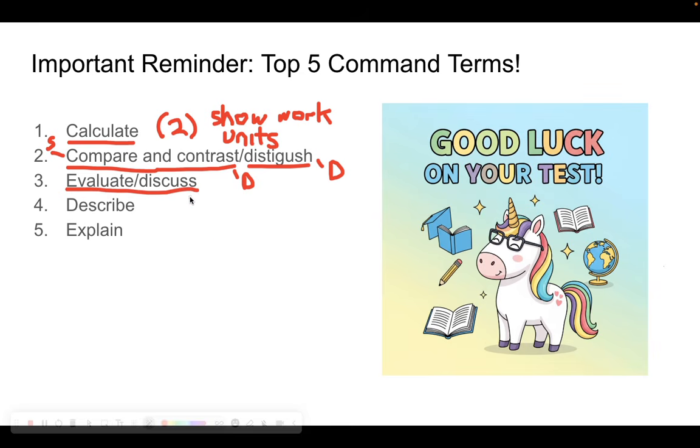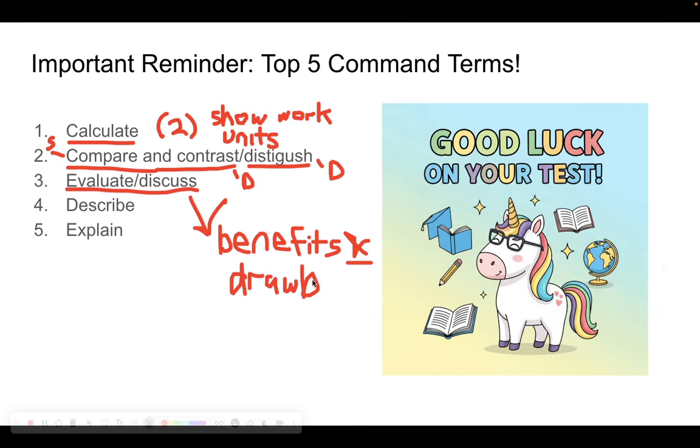Evaluate and discuss I put together because they're asking you for benefits and drawbacks, or positives and negatives about the answer. So you want to present multiple perspectives in your response. And there's only a certain amount of points that you can get from doing only one of those things. So if they ask you to evaluate a hypothesis and you only say why the hypothesis might be right, you'll max out at like 2 out of 4 points. So you want to make sure that you understand what these command terms are asking you to do.